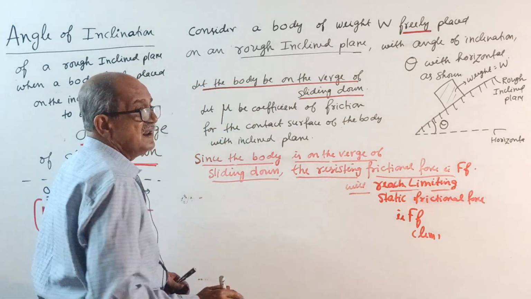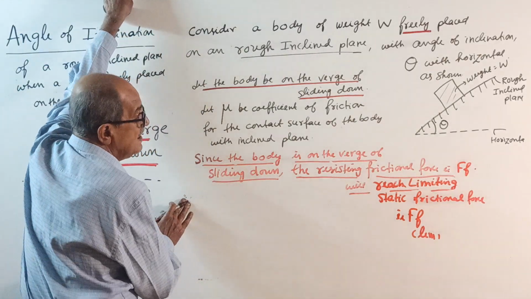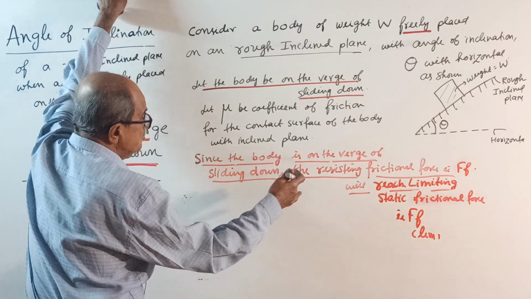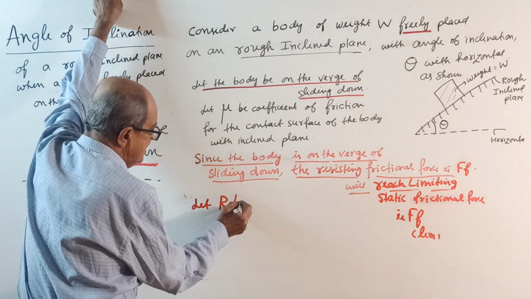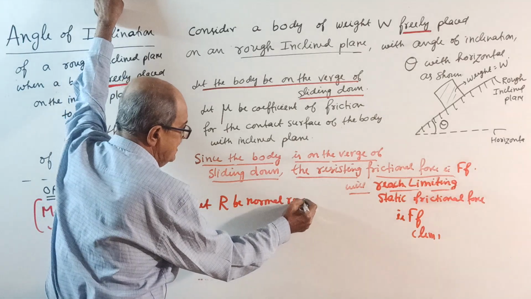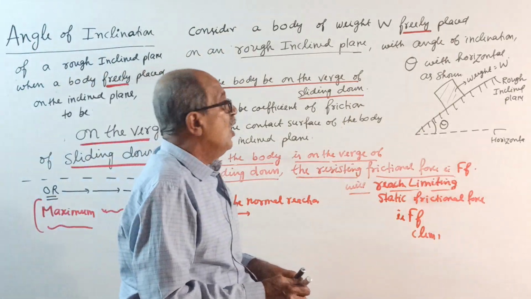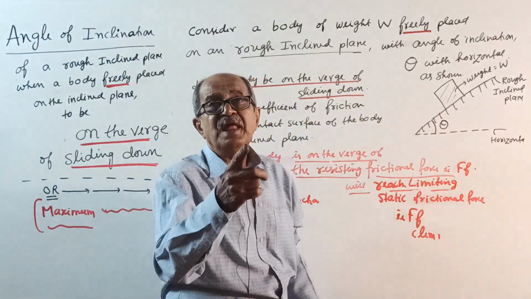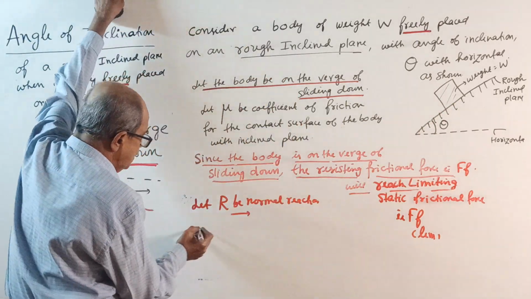Then write here. I will use red color for unknowns today. Okay, I will use full black only. Let R be the normal reaction. Normal reaction on the body from the contact surface, you should write.